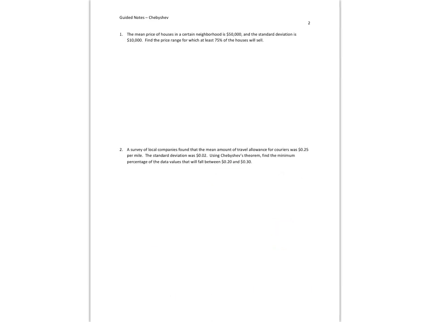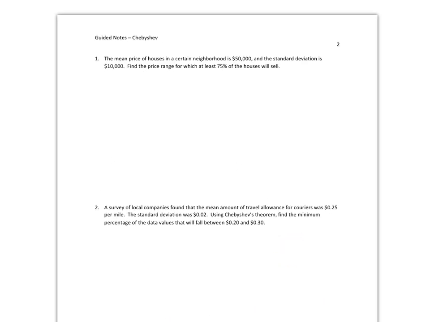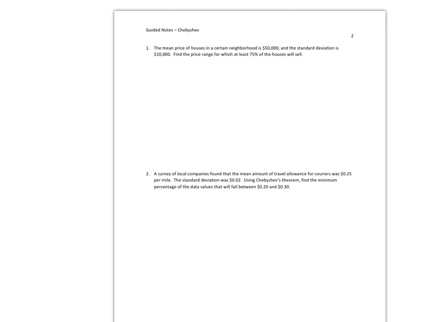The mean price of houses in a certain neighborhood is 50,000, and the standard deviation is 10,000. So mu is 50 and the standard deviation is 10, in thousands. Find the price range for which at least 75% of the houses will fall. It doesn't tell me what shape my data is, but it gives me at least 75%. The mean is 50,000. Find the lower value and upper value where at least 75% of the houses will fall.